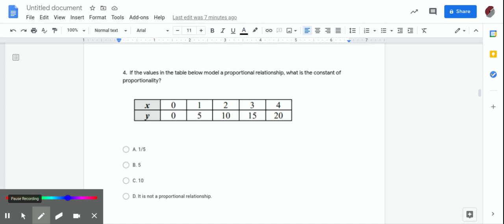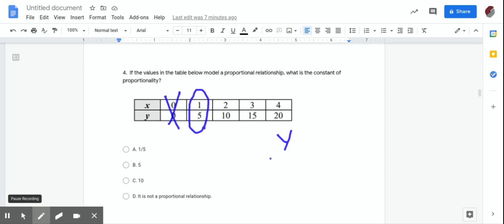Question 4. If the values in the table below model a proportional relationship, what is the constant of proportionality? So we're going to pick a data set. So we're going to pick, for example, we might pick these two numbers. X is 1, y is 5. Remember, you can't pick 0. That's important for constant of proportionality, but that will not help us find the rate.